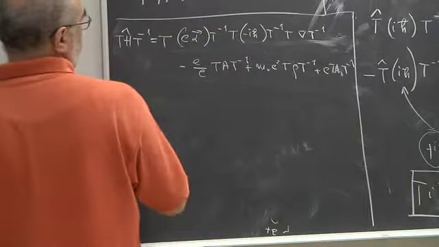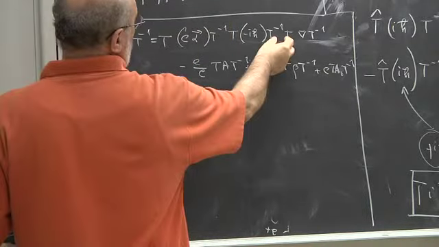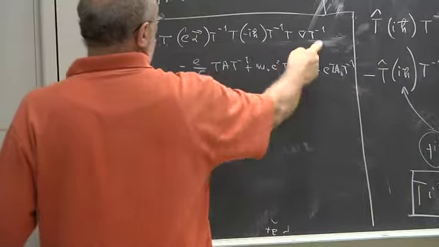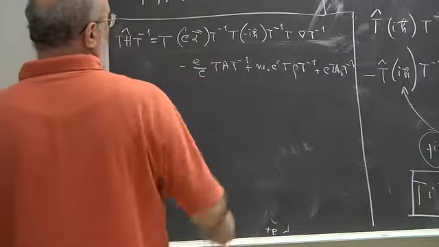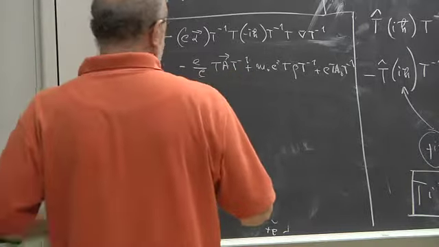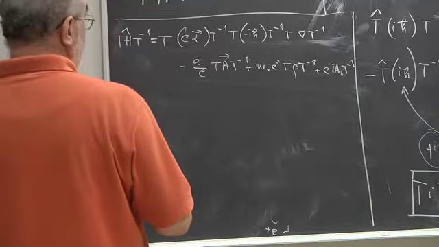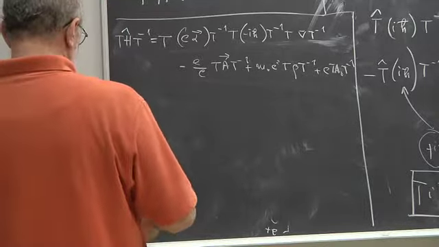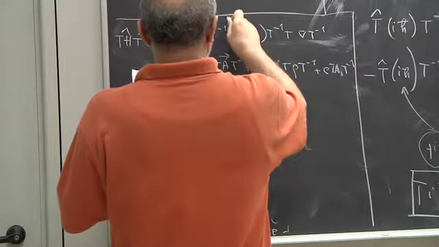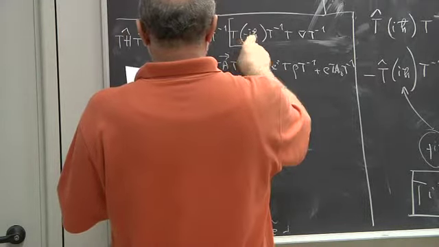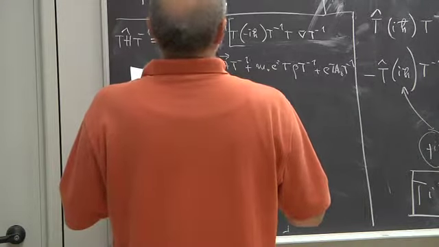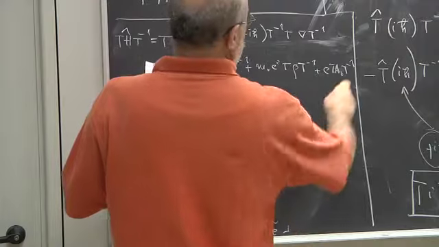I have a sandwich between T and T to the minus 1, and you see these two cancel. The first term is sandwiched between T and T to the minus 1. The second term is sandwiched between T and T to the minus 1, and so on. By the way, I have to put some square here. I have a square, and then I have a squared, here.